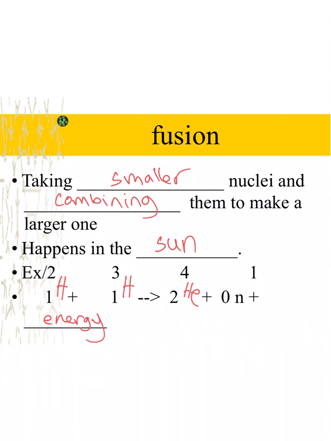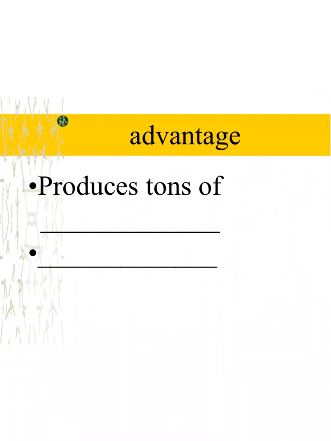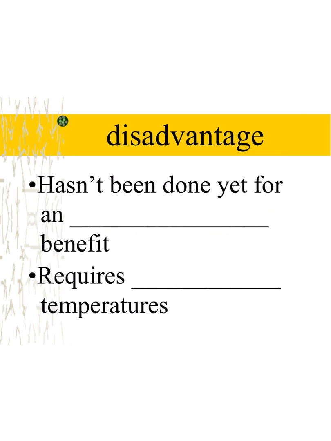So lots of hydrogen in the sun can be used to make helium, put things together, and give off energy, but of course it has some problems too. The advantage is it produces a ton of clean energy. It doesn't have all that waste. The disadvantage is it hasn't been done yet for an energy benefit, and the reason why is it requires such high temperatures.